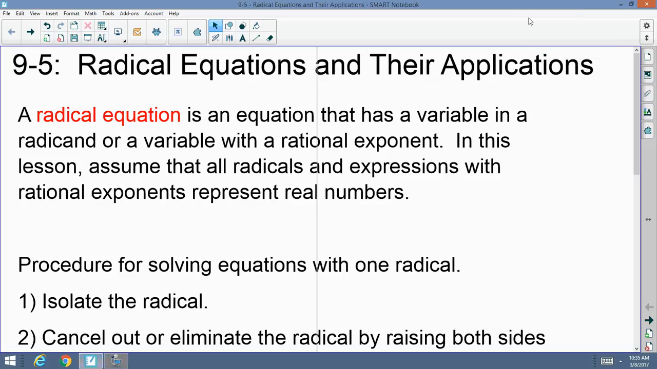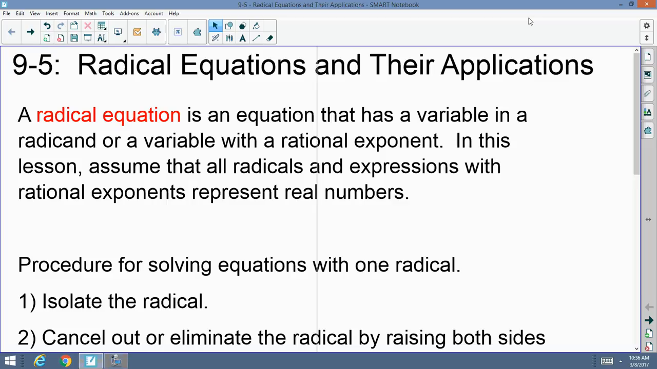Mr. Morrow's Algebra 2 class. Today, guys, we're going to talk about radical equations and their applications. Just like everything in math, we have to learn the technicalities of it before we can actually apply it into real-world situations. And we already know how to simplify, multiply, divide, add, and subtract radicals. We also know how to convert exponential form to radical form and radical form to exponential form. And now the next logical progress is radical equations.